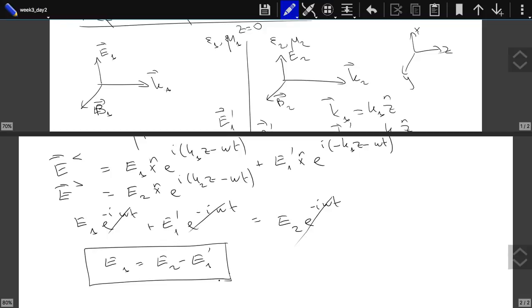The kz, why don't we have this kz? Because we are looking at this plane, the Z equals 0 plane. The electric field on the left of the z equals 0 plane should be equal to the electric field on the right of the z equals 0 plane. So they are both at z equals 0. So these k2z and k1z are 0.